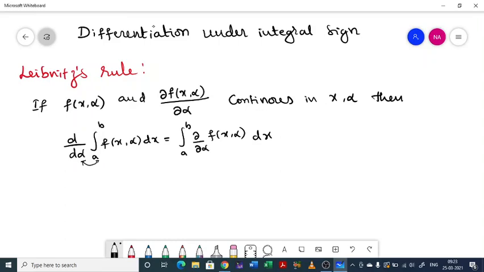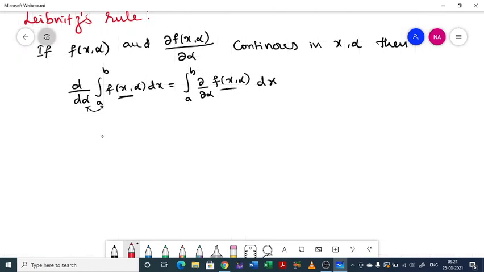See here, integration comes first, then differentiation, but here differentiation first, then integration. So you can interchange integration and differentiation only when the integrand on both sides is continuous. That's what Leibniz rule says, and in this section we are going to discuss problems on this rule. So the derivative of integral a to b f of x comma alpha dx is same as integral a to b derivative of f of x comma alpha with respect to alpha partially dx. Let us discuss problems on this.